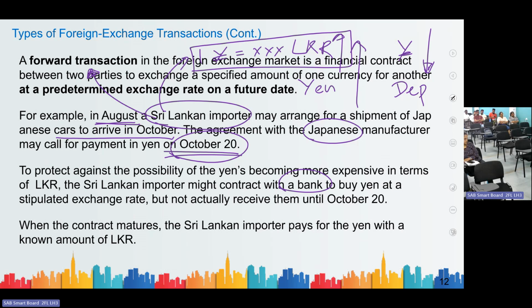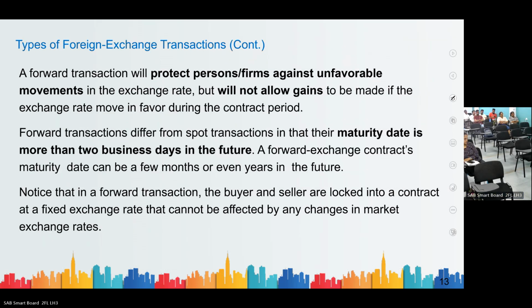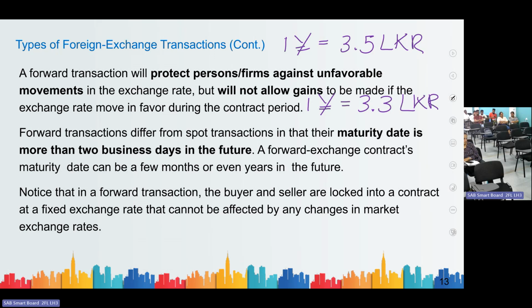But let's say the Sri Lankan importer predicts that in future, one yen will be 3.35 LKR. This is the prediction. So to avoid this higher price of yen that will happen in future, the Sri Lankan importer enters into an agreement with the Sri Lankan bank to buy yen at 3.3 LKR. Exchange rate is one. This is the predetermined exchange rate under the forward contract. This is just a prediction. This may happen or may not happen.